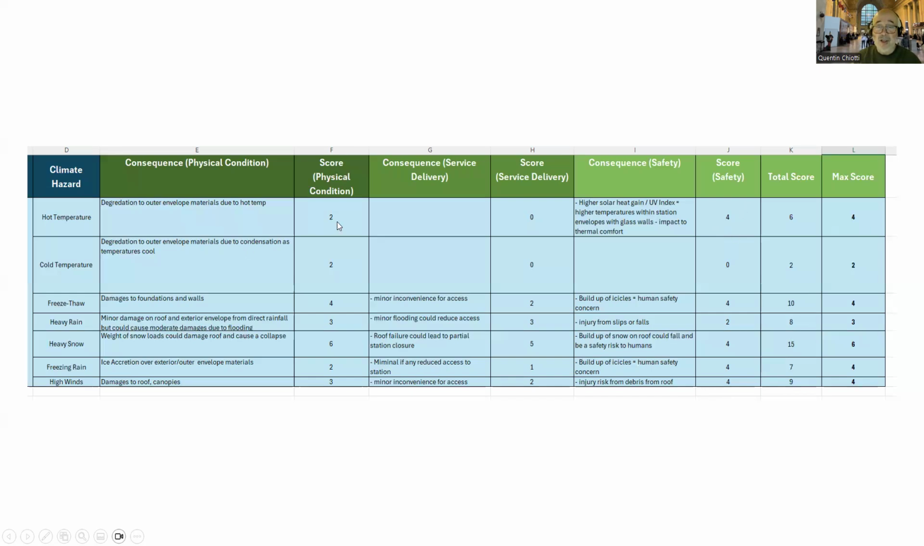So in this case, it's a 4 under safety. It's a 2 under physical condition. It's a 4 for both physical condition and safety. It happens to be a 3 for condition and service delivery. The next one happens to be under physical condition for snow loads on roofs, has a score 5 and a score 4 for service delivery and safety. So the 6 comes forward, and again for the others, 4 and a 4.